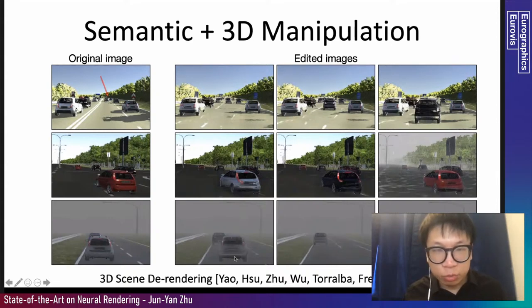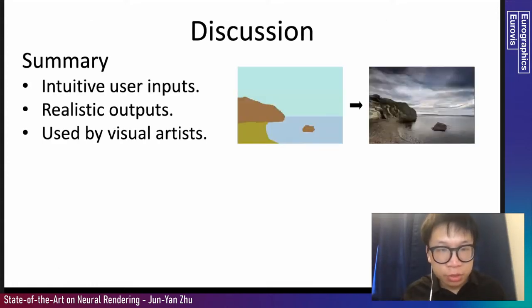So I think moving forward in the future, it will be very nice to combine the semantic control with the 3D graphics control. I think multiple speakers will discuss that in a minute. So in summary, semantic image synthesis allows us to convert a simple user input to a realistic output, and has been used by many visual artists.